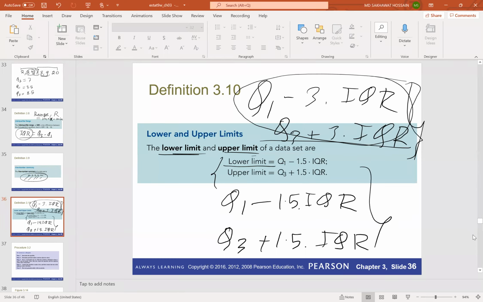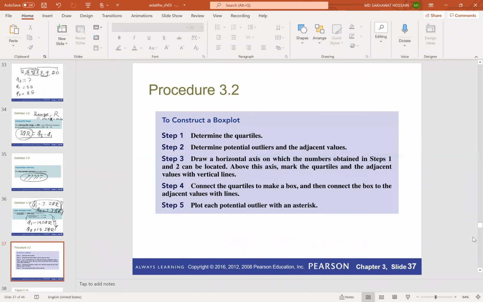So when you are constructing a box plot, you need to determine outliers, and you need to find the lower limit, and you need to find the upper limit. So to construct a box plot, we need these two pieces of information. Okay, so to construct a box plot, determine the quartiles, determine potential outliers, and the adjacent values. Draw a horizontal axis on which the numbers obtained in step 1 and step 2 can be located.